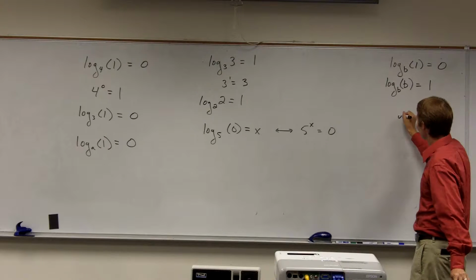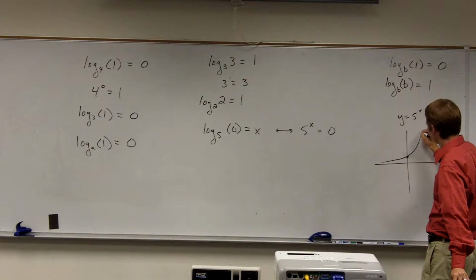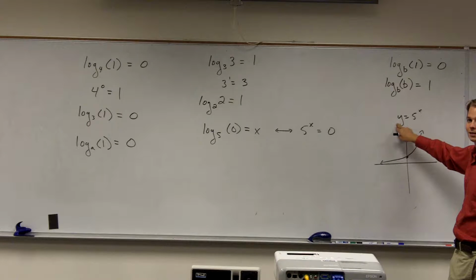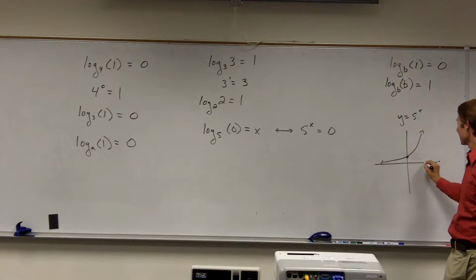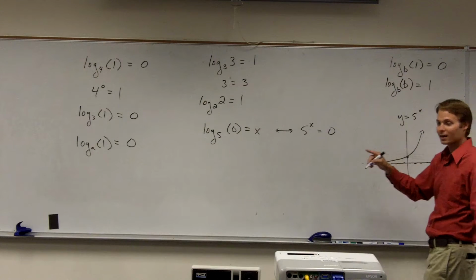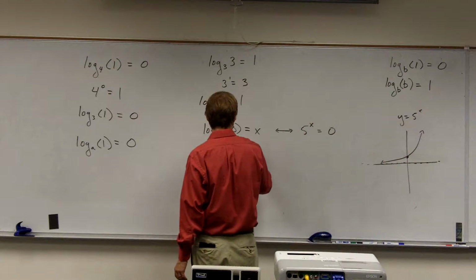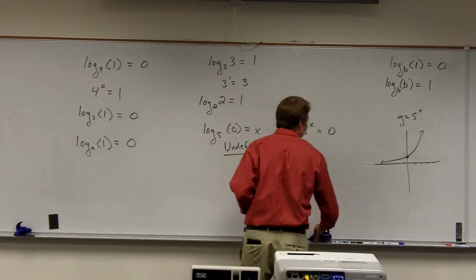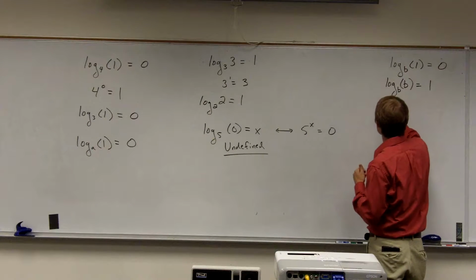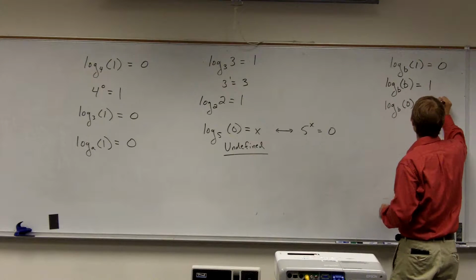Think about the function. What does the function y equals 5 to the x look like? Are there any x values that will give you a y value of 0? No, we said that there's an asymptote here. You'll never get down to 0. You'll never raise 5 to any power to get 0. So in fact, there's not an answer to this, so we say that this is undefined. If you take the log of 0 in any base, it's going to be undefined.